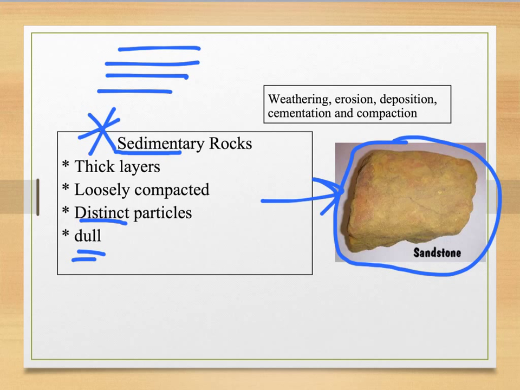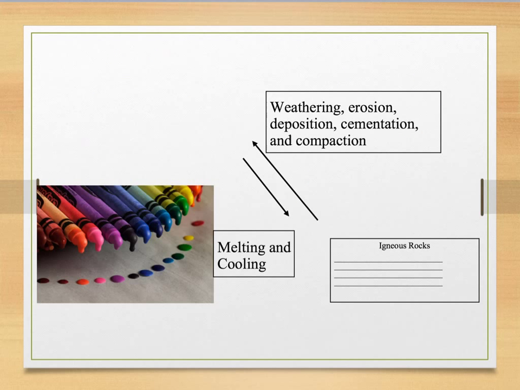And in order to get this process, on your sheet you've got an arrow, so I'm drawing that arrow in. In order for these sedimentary rocks to form, it undergoes weathering, erosion, deposition, cementation, or compaction. A combination of them, it could be one of them, but that's how we get the formation of sedimentary rock.